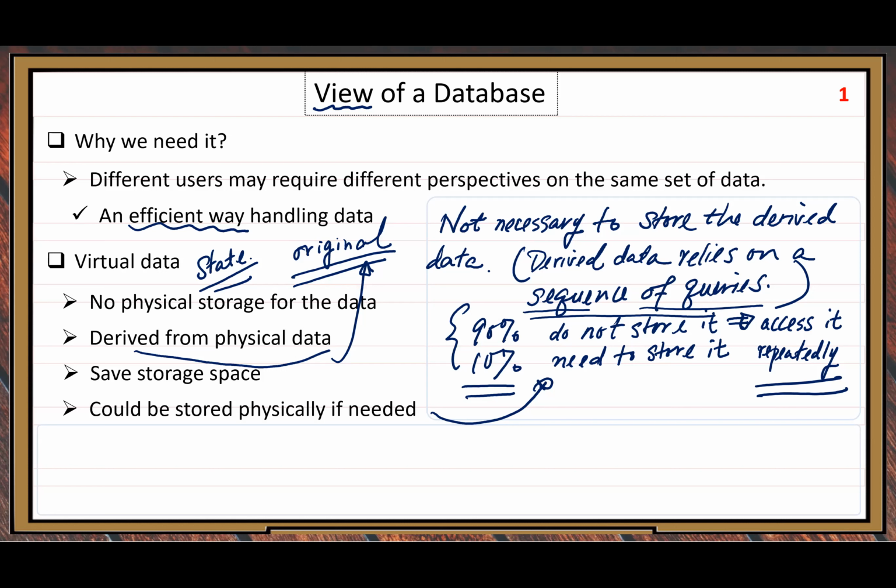Because in my business needs, I need to store certain business data, maintaining a few old instances. In that case, you need to store the derived data physically.